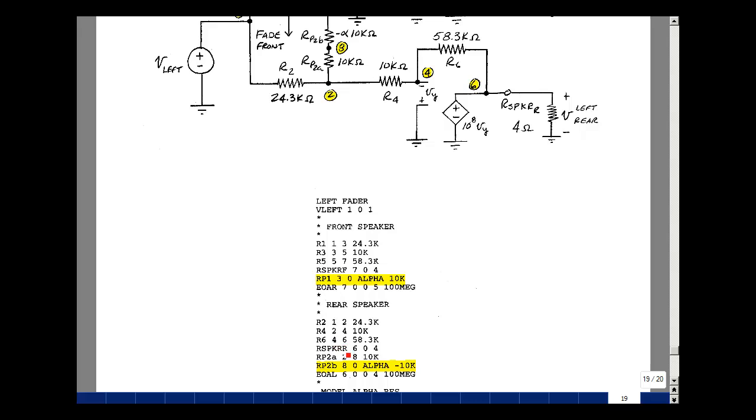For my bottom circuit, got the resistor R2 between 1 and 2, see it over here, R4 between 2 and 4, R6 between 4 and 6, and a speaker between 6 and ground. I have a fixed resistor here of 10K between 2 and 8. Then I've got my variable resistor here between 8 and ground, but now I'm going to make this a minus 10K. And again, this program can accept actually negative values even over here. My controlled source is between nodes 6 and 0 and sensing from 0 to 4 with a gain of 10 to the 8th or 100 meg.